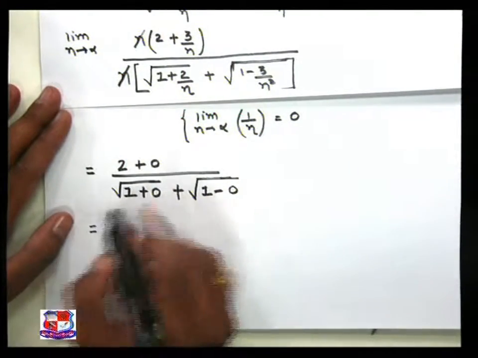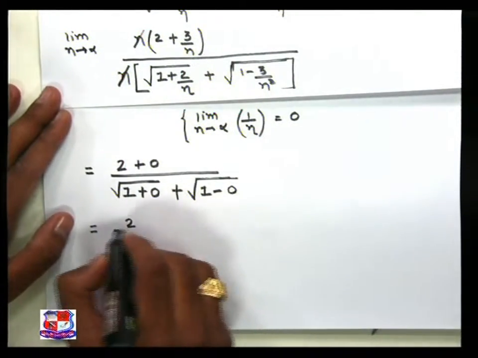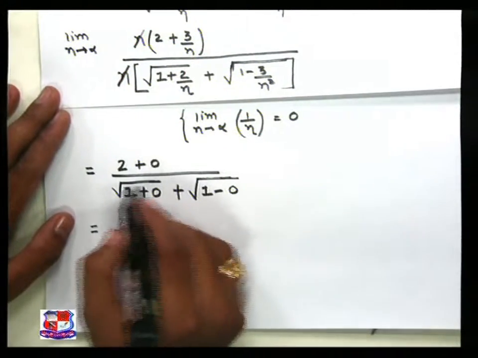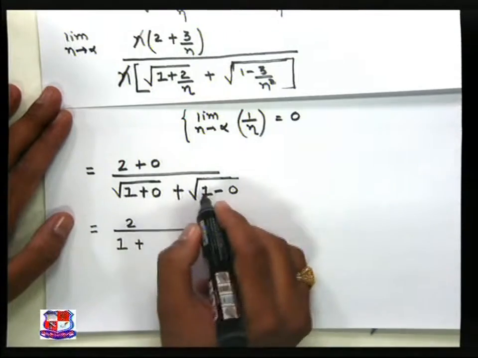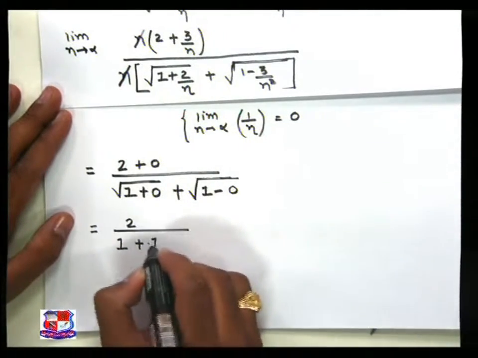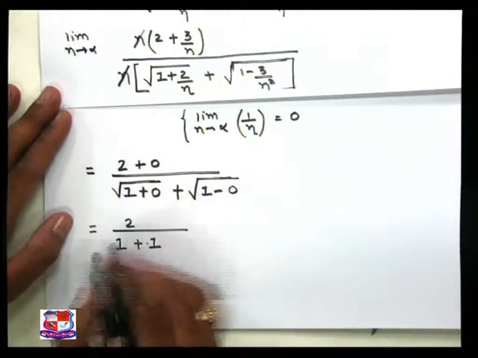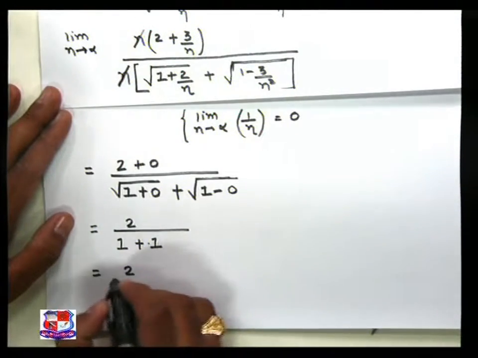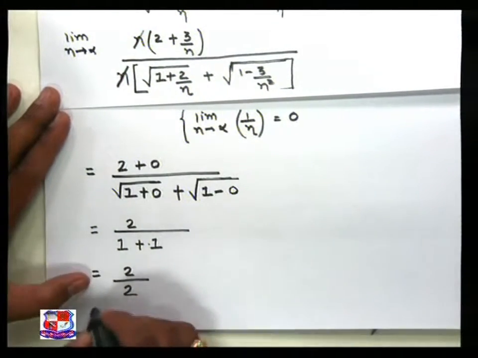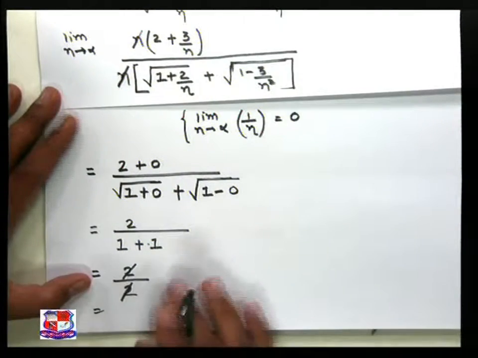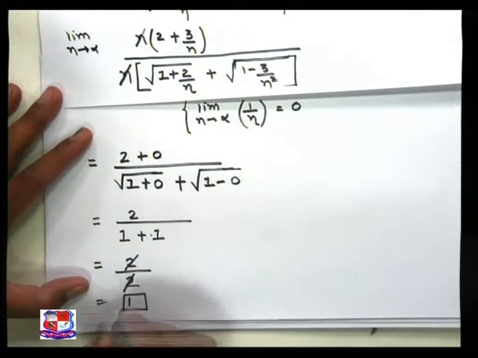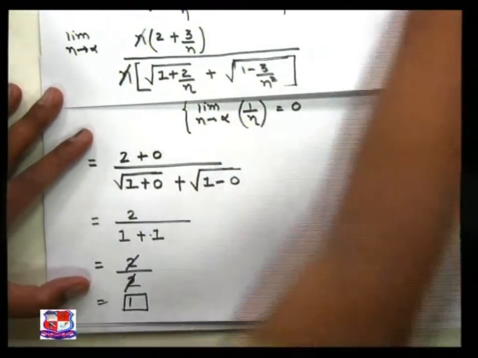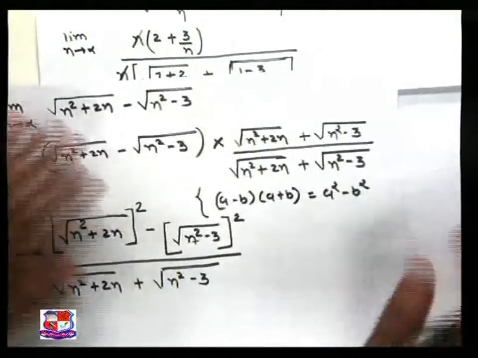Now we simplify it, here 2 divided by the square root of 1 plus 0, so here 1 plus, here 1 minus 0 and square root, the result is also 1, so 1 plus 1 is 2, and these 2 and these 2 are both cancelled out, and the result is 1. So we write our answer, that is 1.